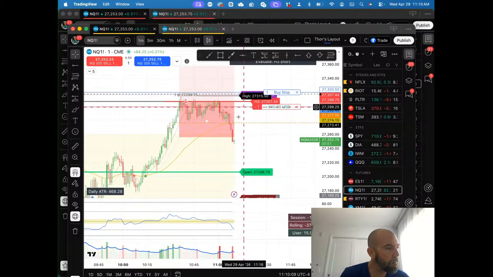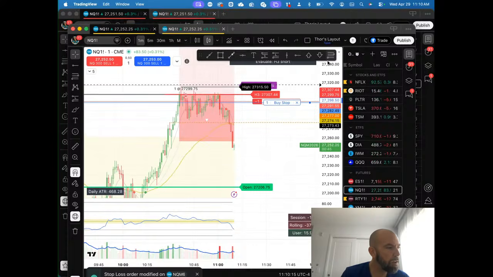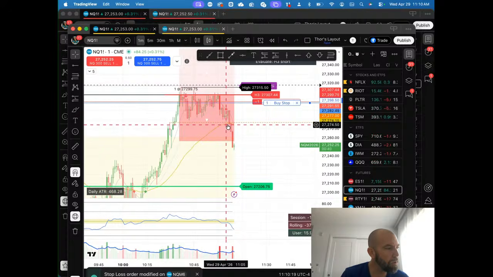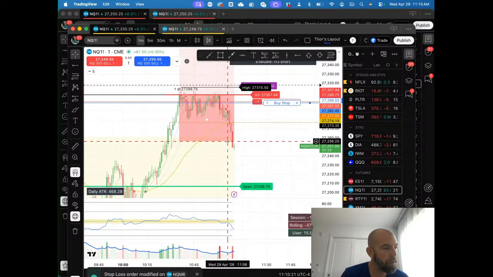So for me, I'm going to go ahead and move to break even now. The reason why I feel comfortable moving to break even is because we have crossed, we've broken the 50, and we've moved outside the box.